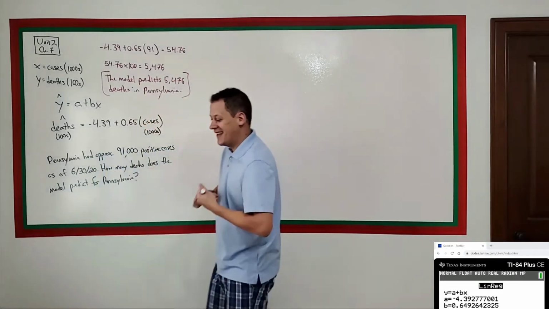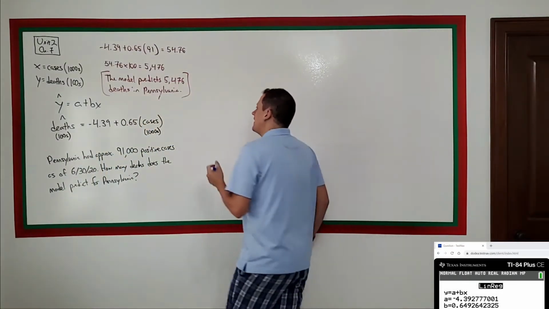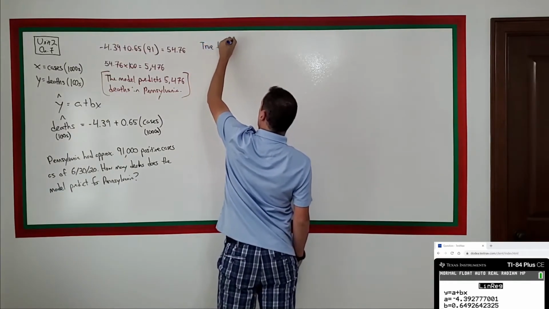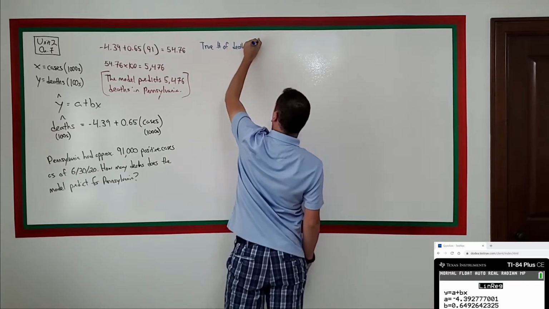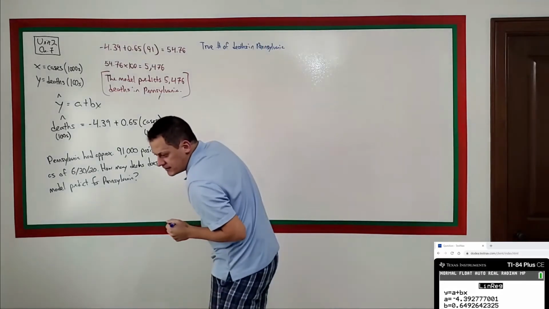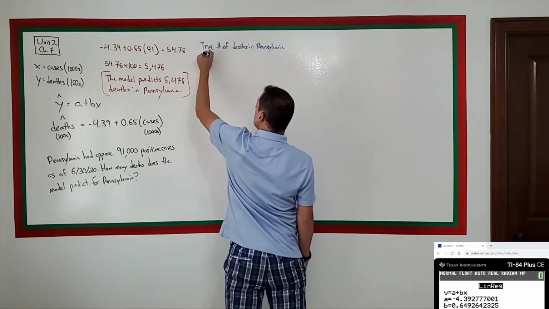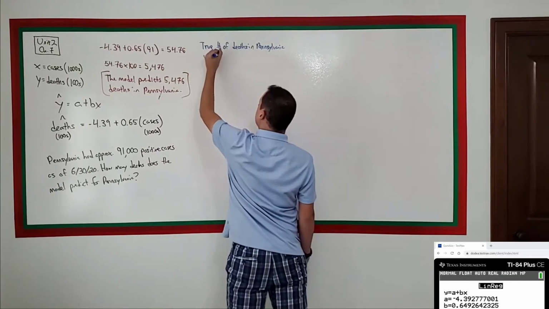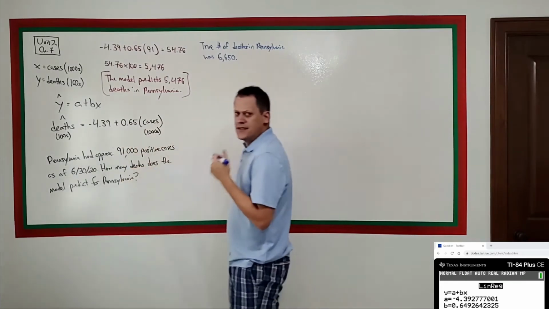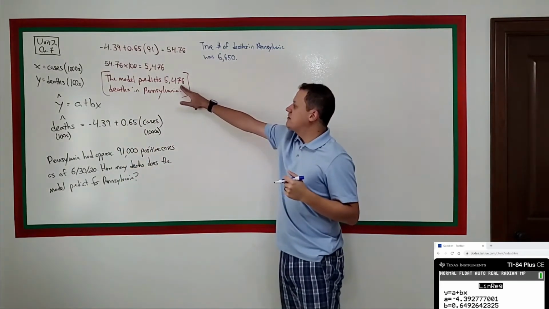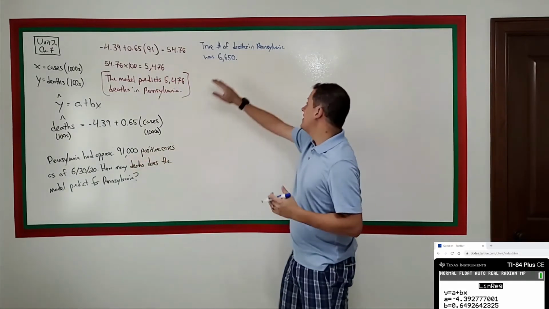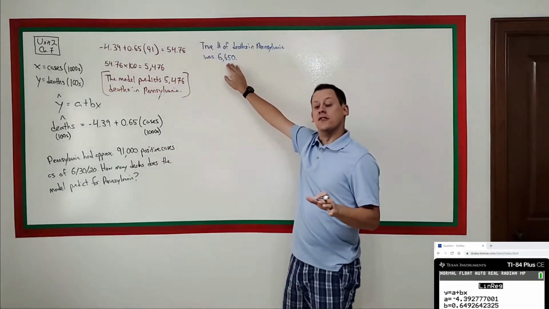But the true number of deaths in Pennsylvania is, or was, 6,650. Okay, so the model would predict 5,476 deaths based on the number of cases. But the actual number of deaths was 6,650.